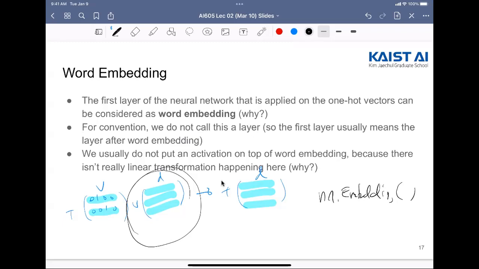So when you say first layer, it usually means the layer after this word embedding layer. If you have a word embedding with a single layer, then you actually have two layers. The first layer is the one corresponding to the word embedding, which we call embedding instead of layer. And then the second layer is the actual layer that you will use for deep learning. And we also do not usually put an activation on top of word embeddings because there isn't really any linear transformation happening here, right? So what does that mean? Well, if you're just indexing the embeddings, then it's not really any transformation. It's more of just loading the vectors. So there is no reason to put any activation on top of this. That's why we don't put activations.